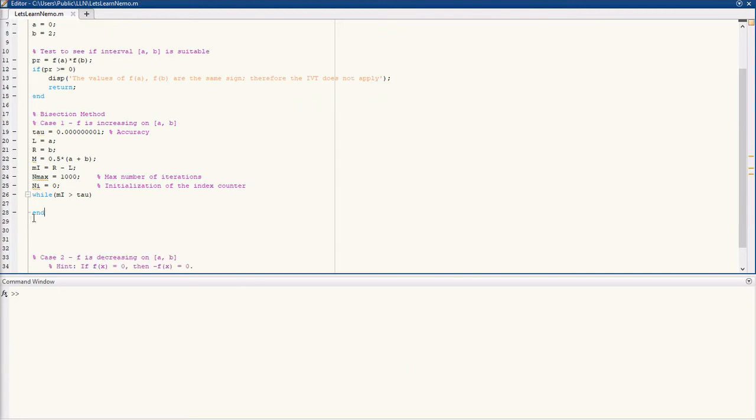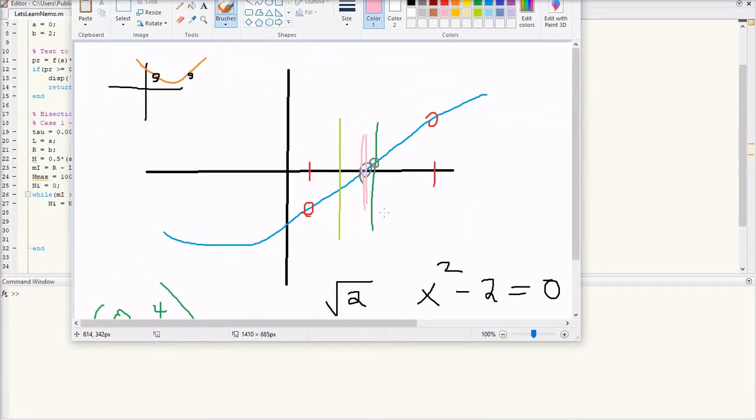So while the measure of the interval is sufficiently big, we're going to run this. Once we enter, we're going to increase our counter by 1. And now we're going to look at the midpoint. If this midpoint, which I'm going to show in green, is above the x-axis, so the f of m value is positive, we're going to replace my right boundary with that, and that's going to be the new right boundary. On the next iteration, if we have a negative value, we're going to replace the left boundary with that midpoint, and we're going to continue this process as many times as we can until the interval collapses on our solution.